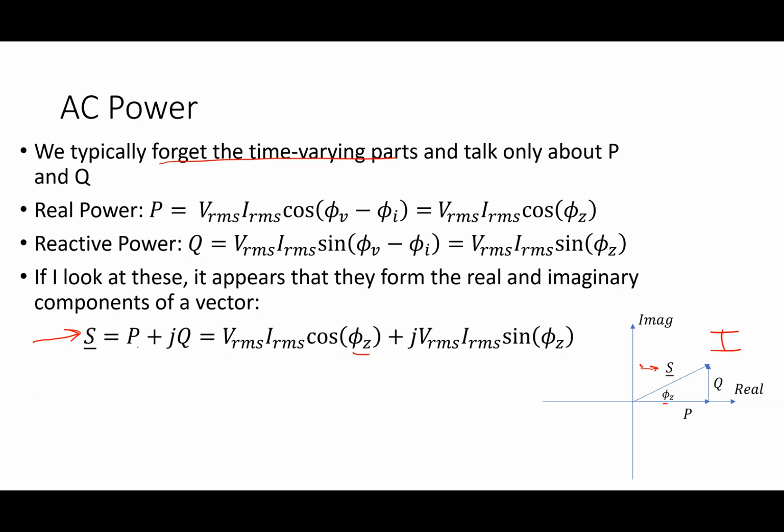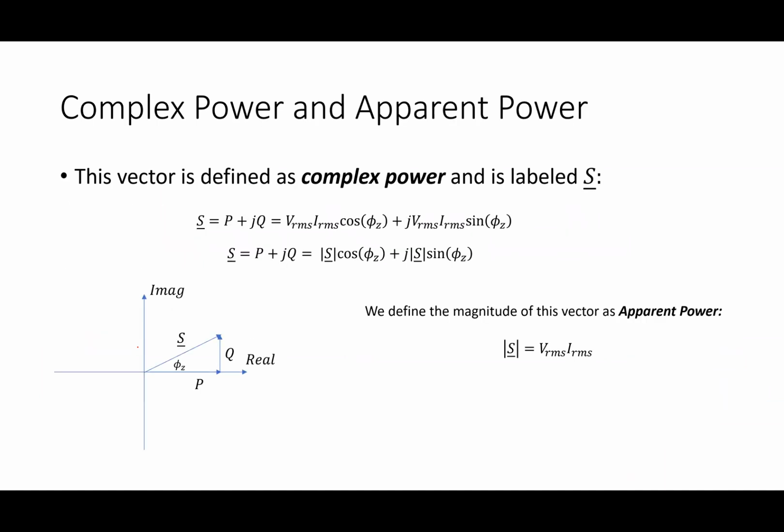All right. Keep going. So now what we do is we define that guy as the complex power. And if we look at this, the magnitude on this guy, VRMS, IRMS, if I just call that the magnitude of S, I give that a definition. The magnitude of this guy is called apparent power.